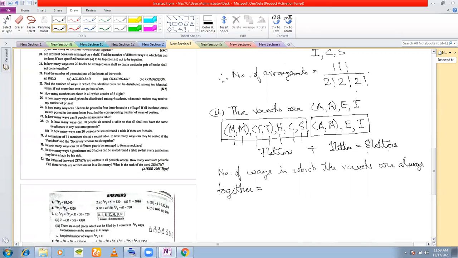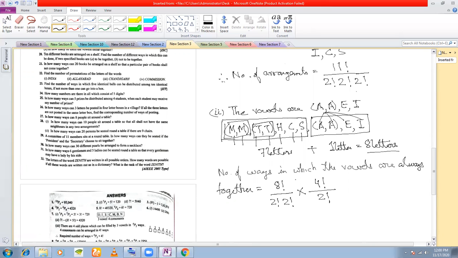First, how many letters here? 8 letters. So factorial 8 divided by how many identical here? There are two M's here, right? So I divide this by factorial 2. There are two T's here, so I divide this by factorial 2, right? Into, now see that the vowels can be arranged among themselves in how many ways? 1, 2, 3, and 4 vowels are there. So factorial 4 divided by factorial 2 since two are identical. So in this way, the vowels will always be together.